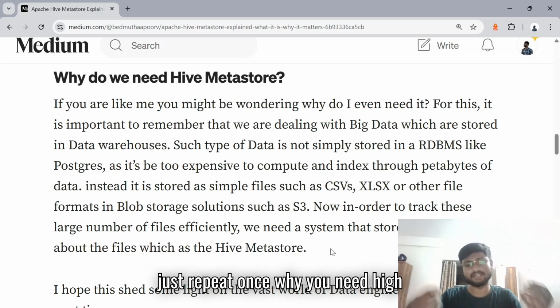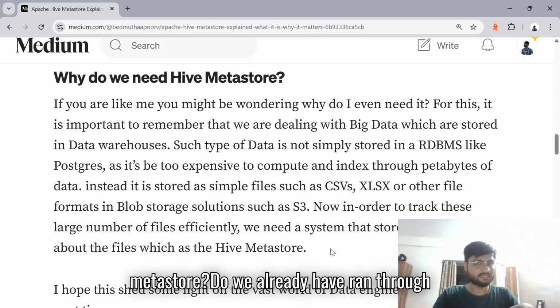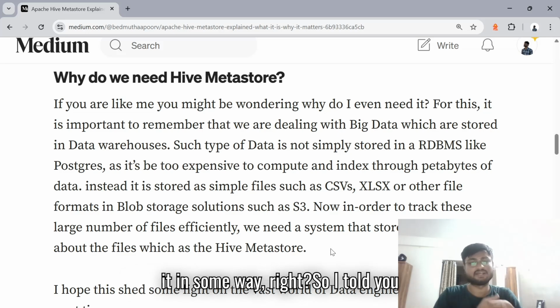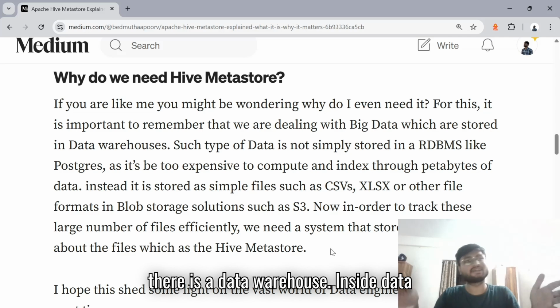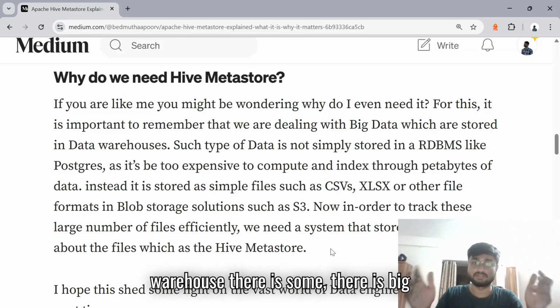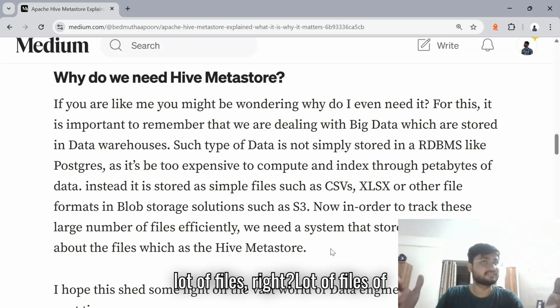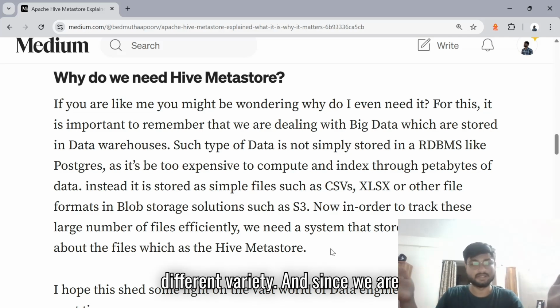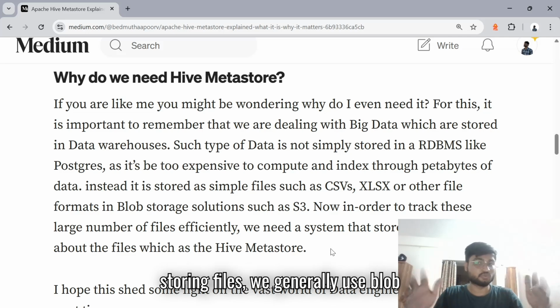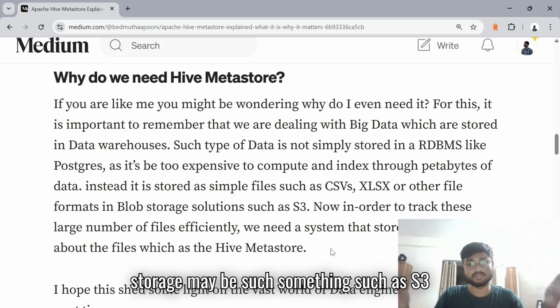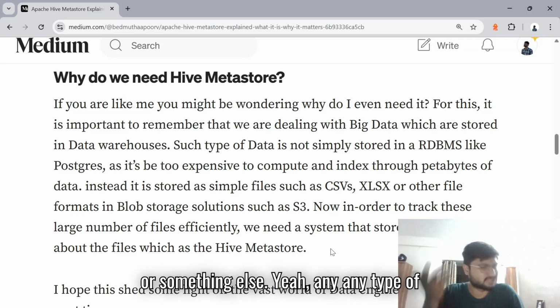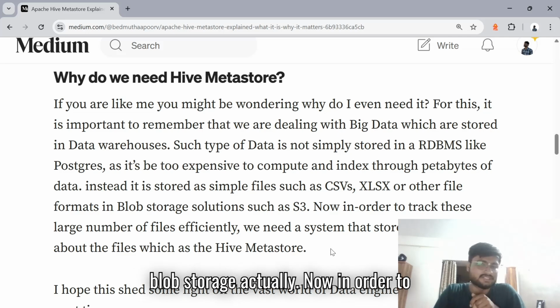I would just repeat once why you need Hive Metastore. We already have run through it in some way, right? So I told you there's a data warehouse. Inside the data warehouse, there's big data, which is usually built of a lot of files, right? Lot of files of different variety. And since we are storing files, we generally use blob storage, maybe something such as S3 or something else. Yeah, any type of blob storage actually.